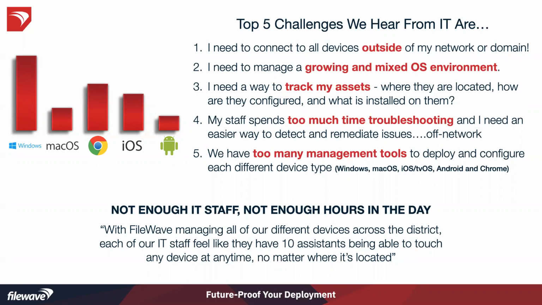Number 3, simply being able to track the assets, know where they are, know how they're doing right from that same platform. Bring them up right on a map, as we'll talk about. Number 4, the staff is spending too much time across all these different operating systems, and you need a better way to detect and remediate issues, especially when off network. Number 5, just rounding everything out.